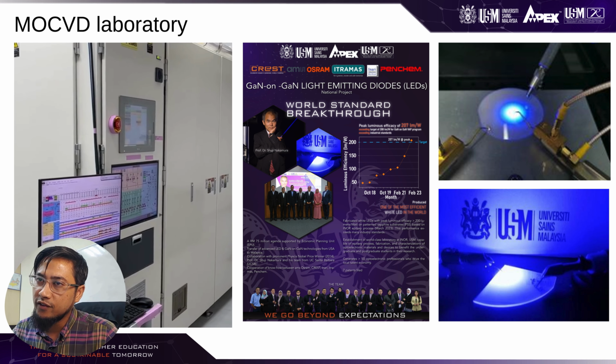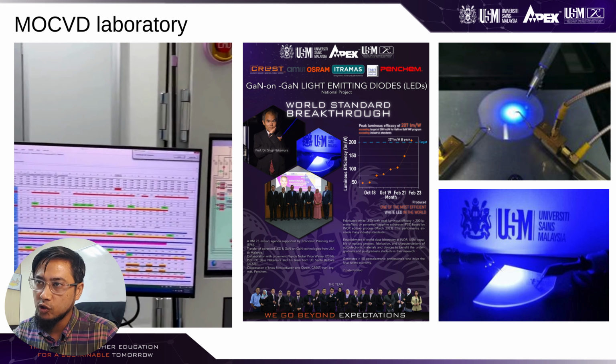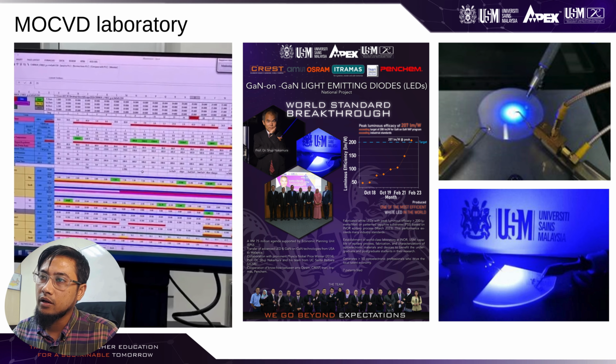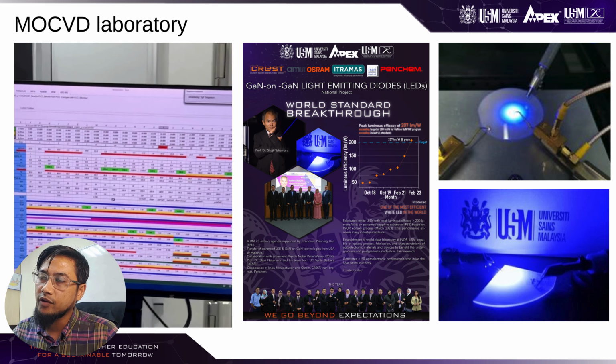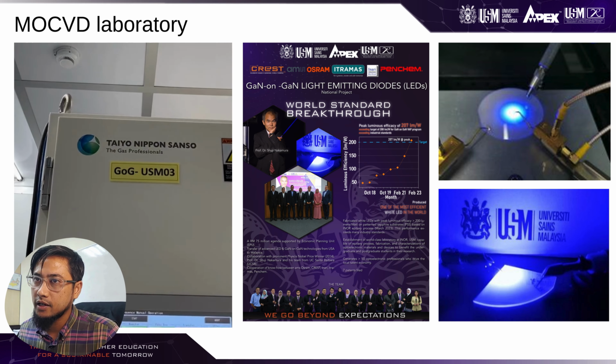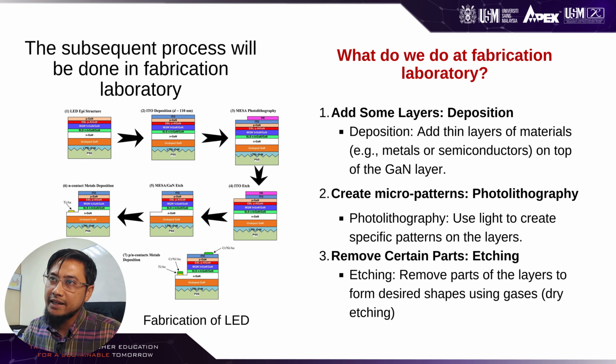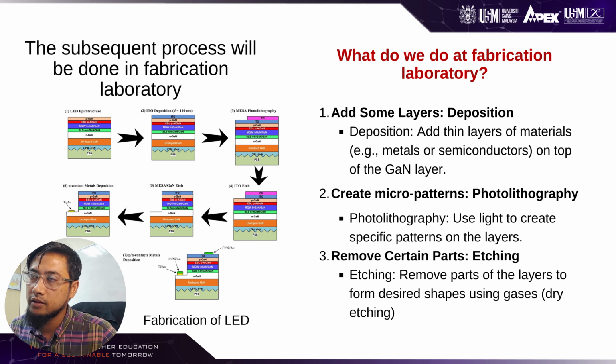So we have a fantastic team who are expert in managing and maintaining this equipment. In February 2023, we managed to produce one of the most efficient white LEDs in the world, exceeding the industry standard at 200 lumen per watt, right? Alright, so that's the first step, which is producing LED epitaxy using MOCVD.